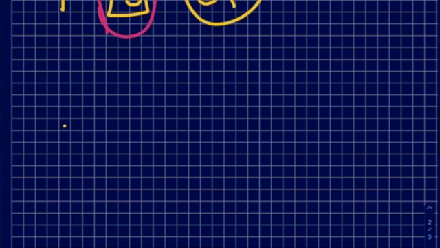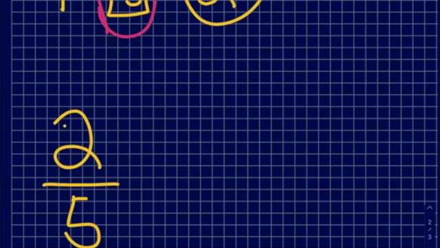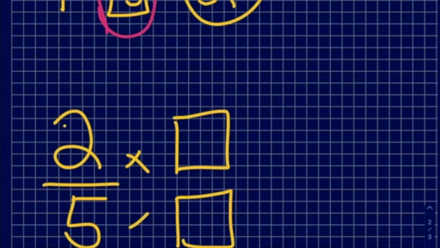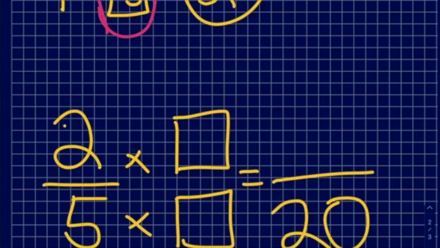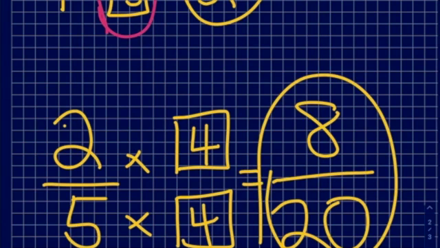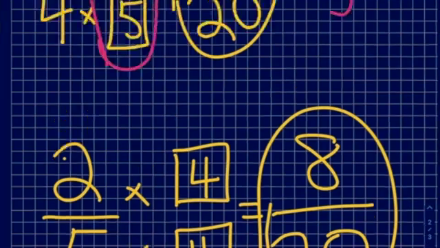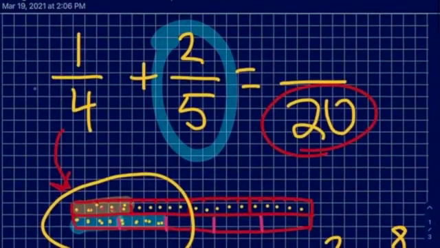With 2/5, we can follow the same process. 2/5 times blank over blank is equal to, we know our common denominator from the beginning. We know that the common denominator is 20. So 5 times 4 is 20. So we know because of equivalent fractions that we're going to put a 4 on top. 2 times 4 is 8. And we get our equivalent fraction.